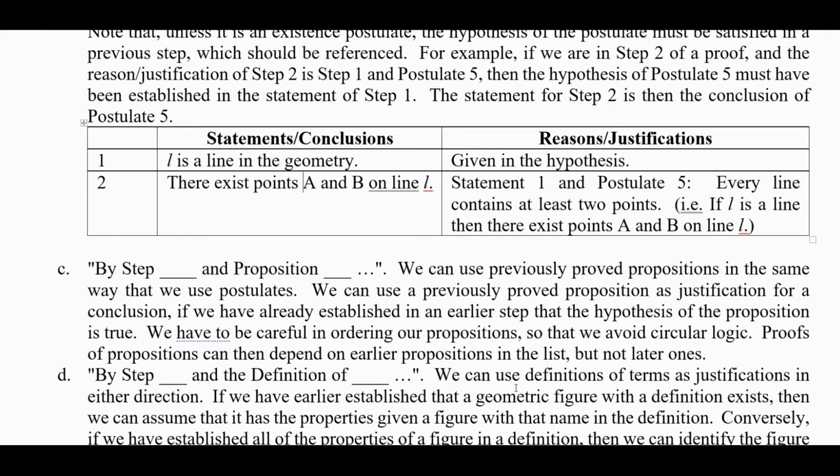We use a previously proved proposition as justification for a conclusion if and only if we have established at an earlier step that the hypothesis of the proposition is true, and we have to be careful in ordering our propositions so that we avoid circular logic. We can only use propositions that we've already proved. So proofs of propositions can depend on earlier propositions in our list, but not itself, certainly, and not later ones as well, because that would get us into circular logic.